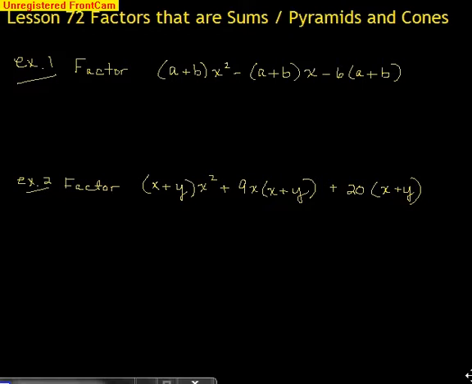Lesson 72, Factors that are Sums, Pyramids, and Cones. This is another one of those lessons with two very unrelated topics all in one lesson. So let's just get started.